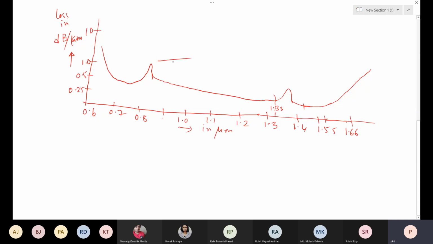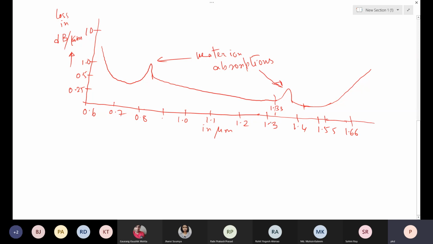These are the peaks due to some trapped ions. During fabrication of optical fiber, OH minus ions are trapped, so that gives rise to the losses.